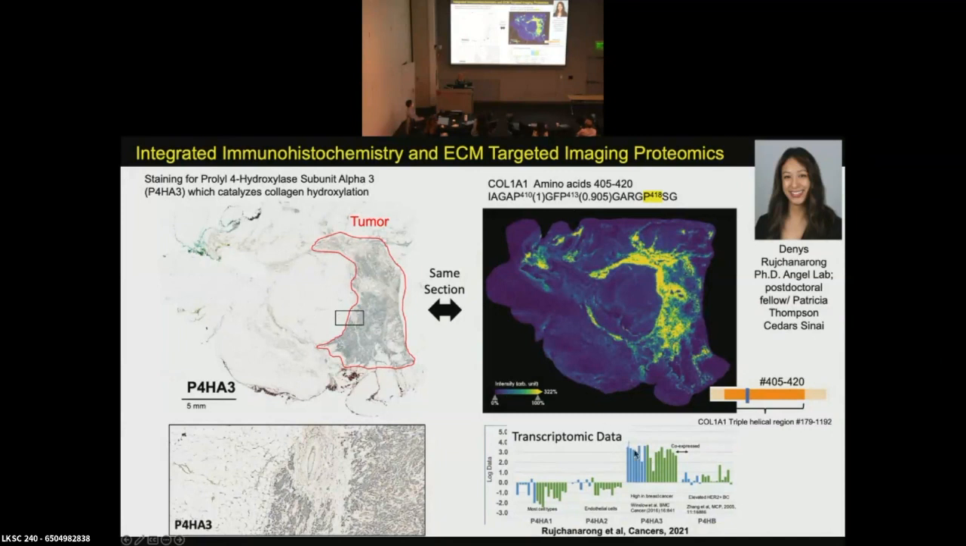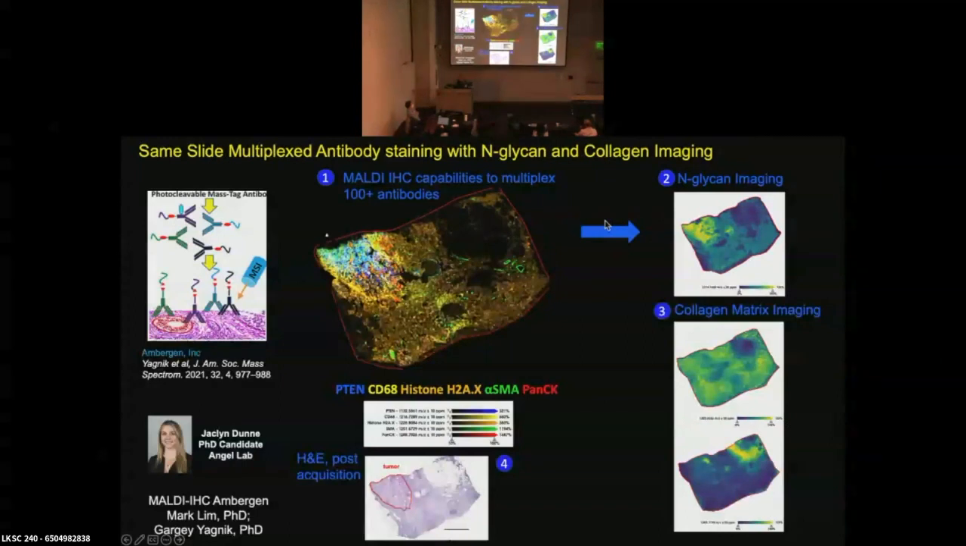And I want to also point out that if we look at the transcriptomics data, we can see this enzyme is upregulated as well, but again, it doesn't tell us where in the structure.